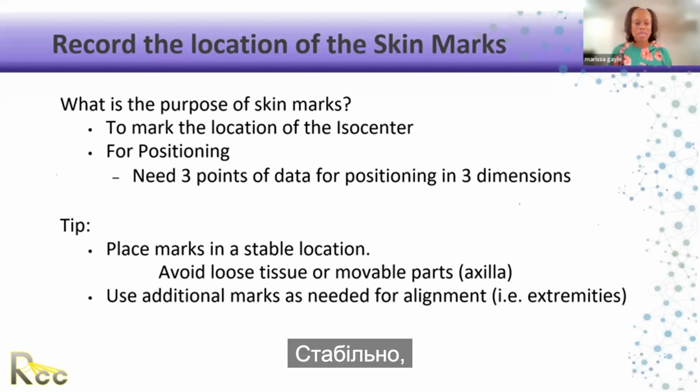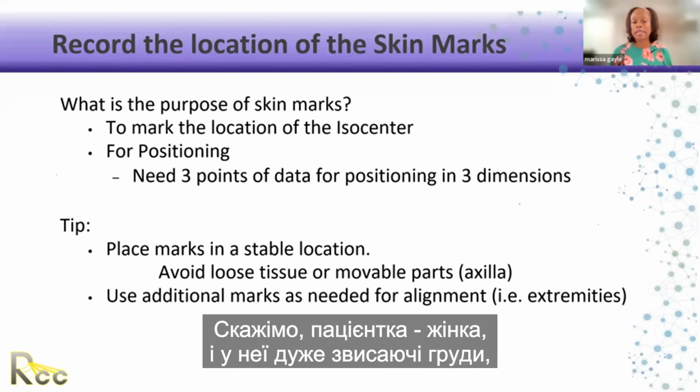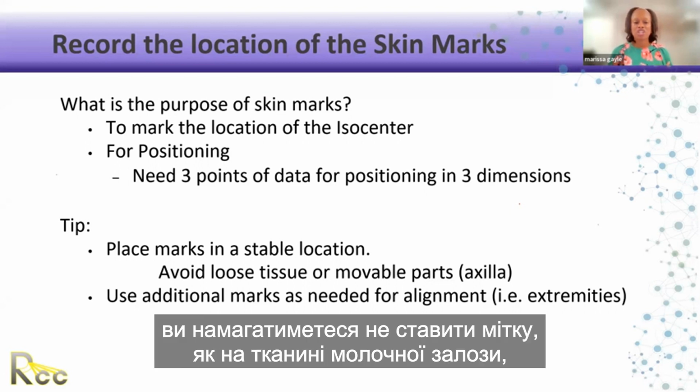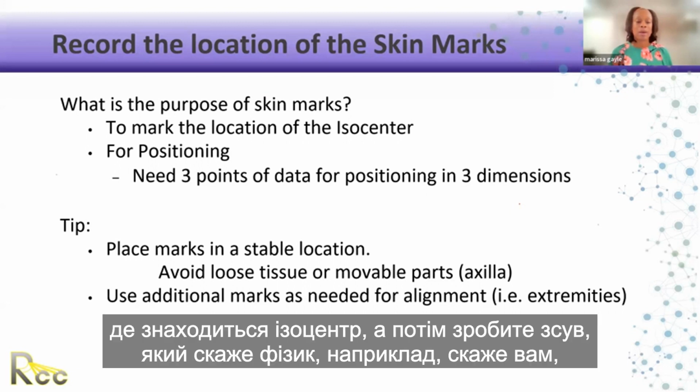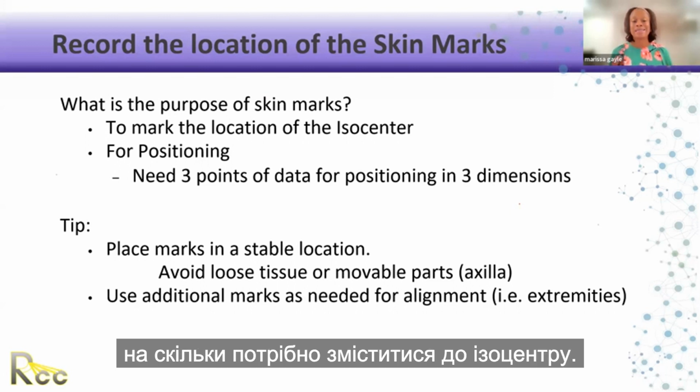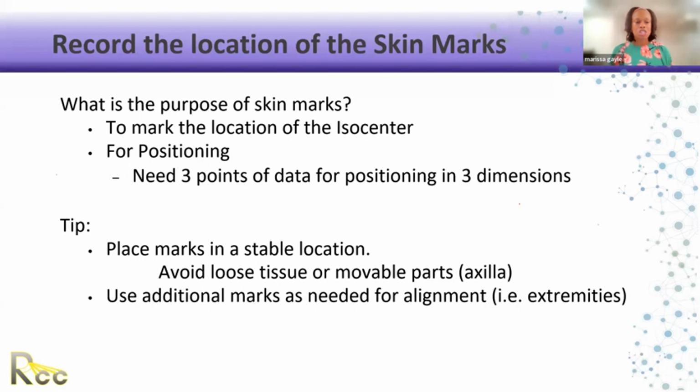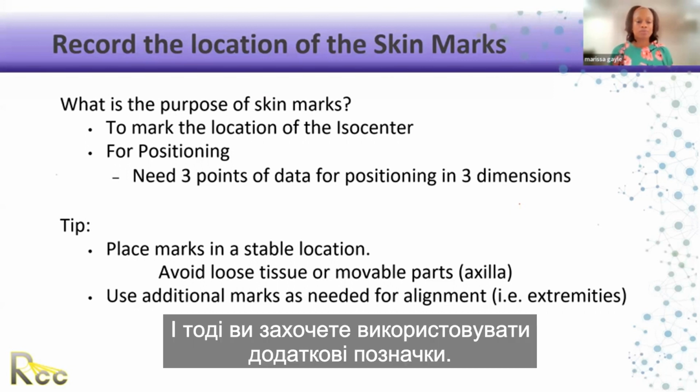Stable meaning, if you're treating a lung case, and let's say the patient is a female with very pendulous breasts, you would try not to put the isocenter on breast tissue. You would probably look for a spot either above or below where the iso is, and then have a shift that physics will give you. They'll tell you to shift to an iso, as an example. And then you want to use additional marks.